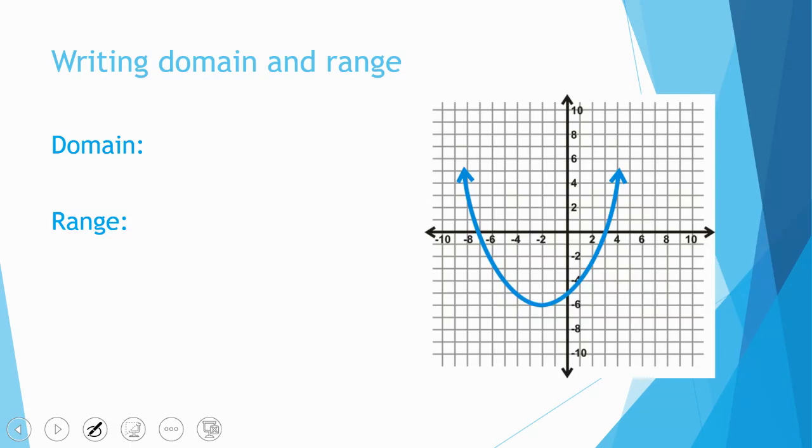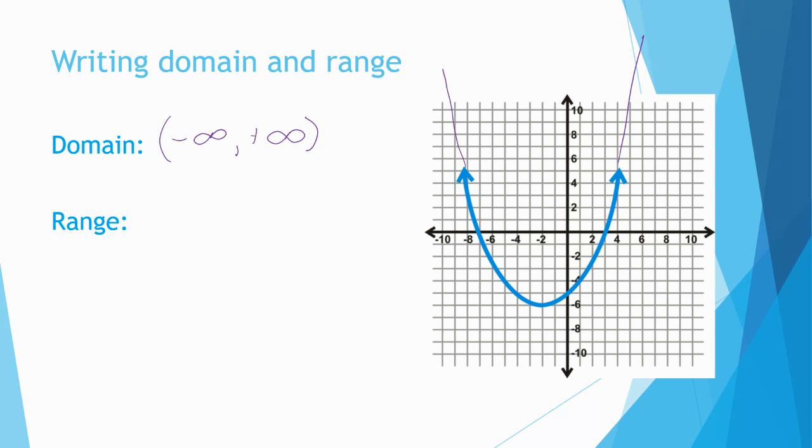Straight to domain and range for this one. Starting with domain, think about how wide this graph is going to get. These arrows show us that this is going on forever in both directions. This parabola is going to keep getting wider and wider as it goes out. Never will it stop. So our domain here is negative infinity to positive infinity. Most of the time, when you're dealing with functions, they'll have arrows and the domain will be negative infinity to positive infinity. Not every single time, but most of the time.